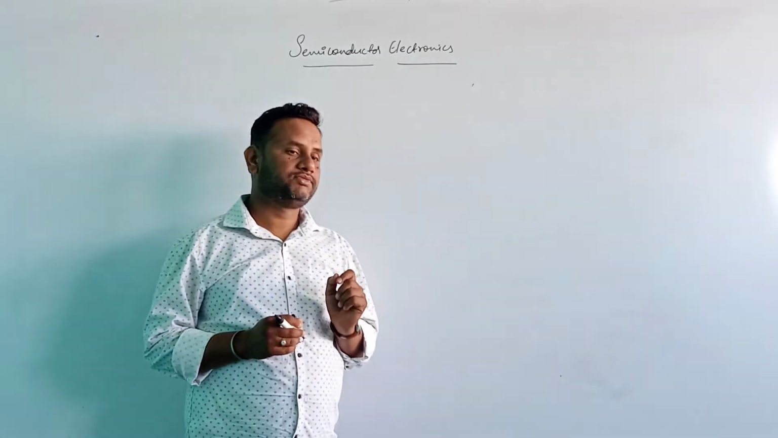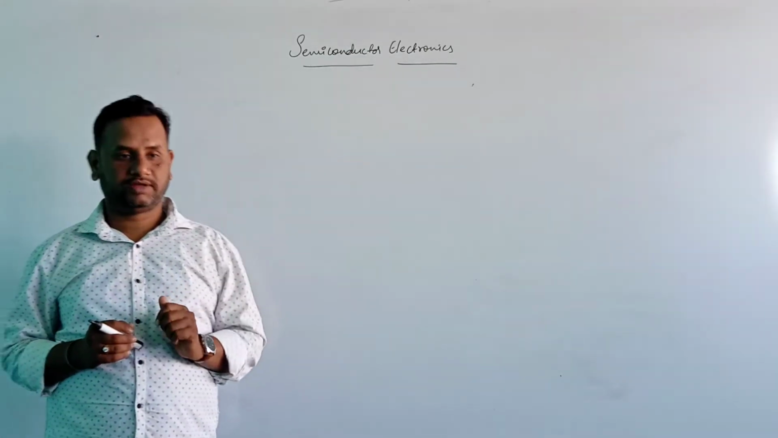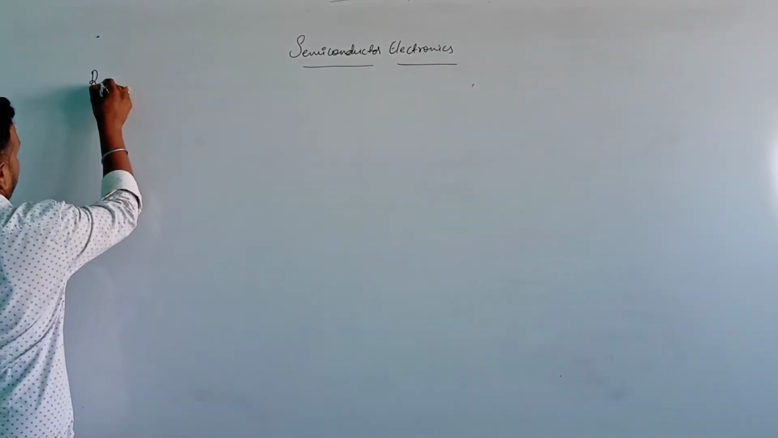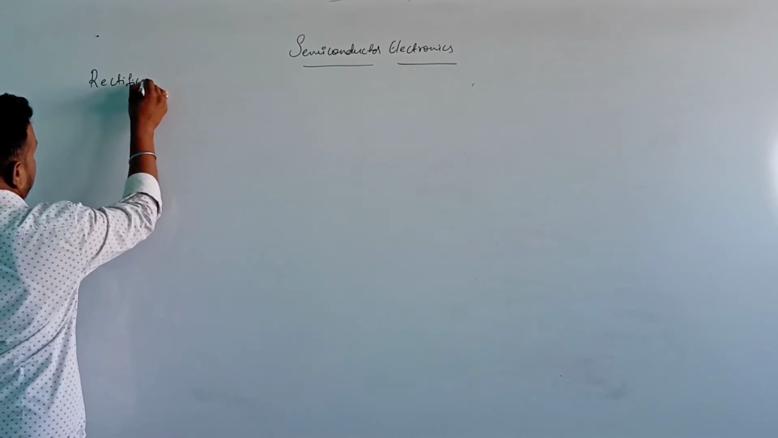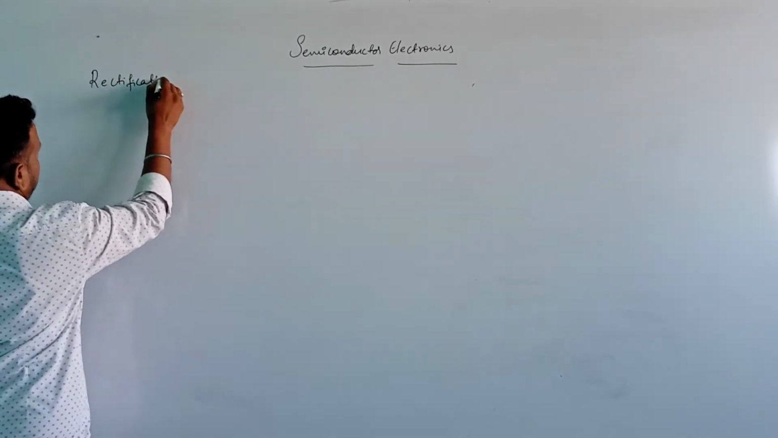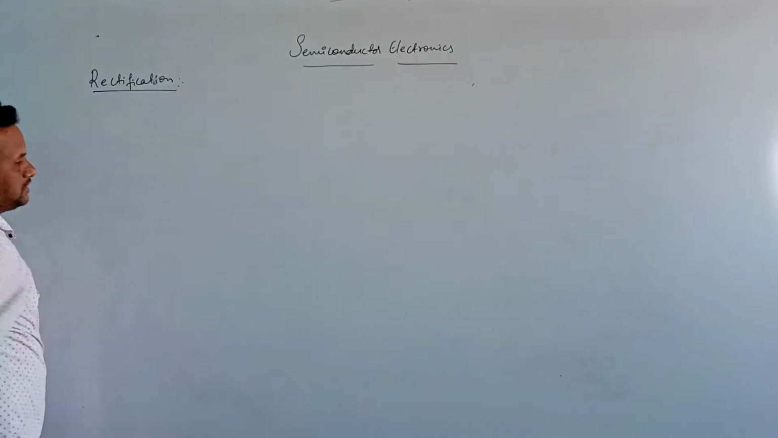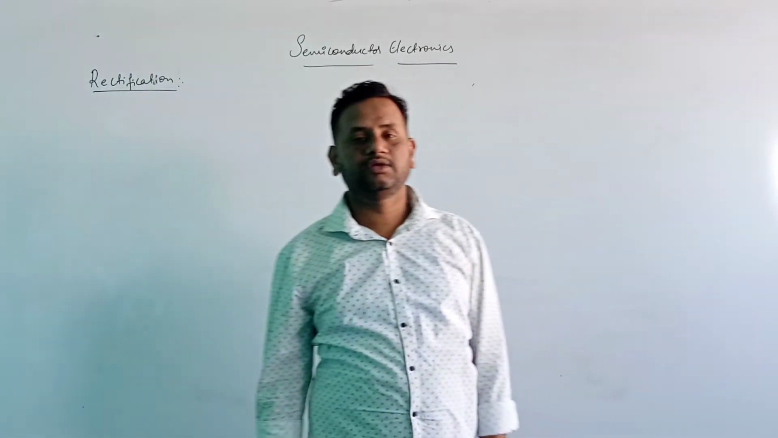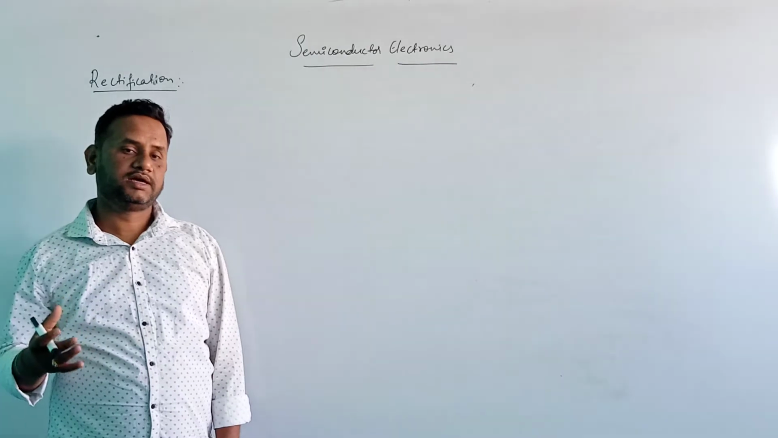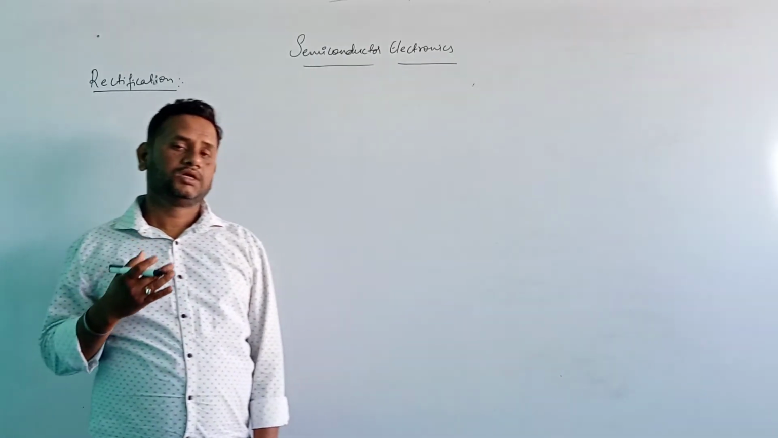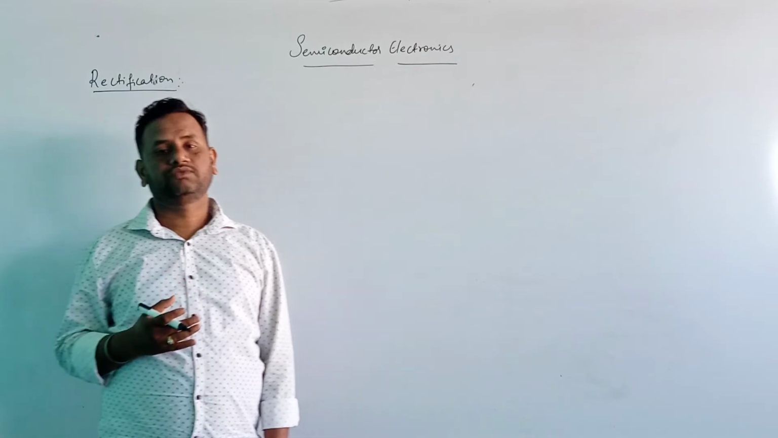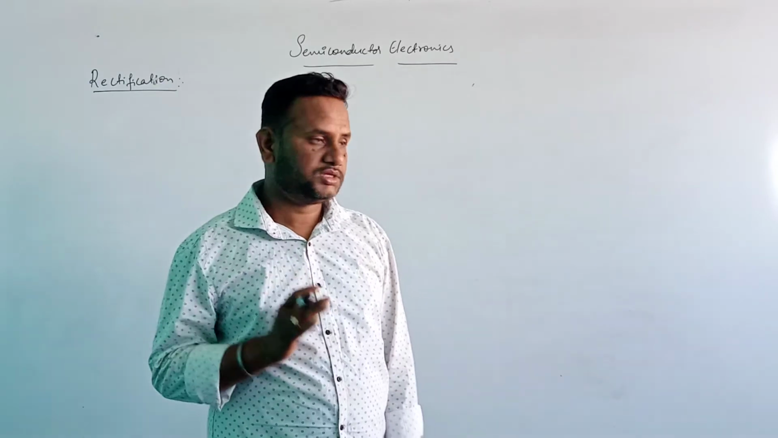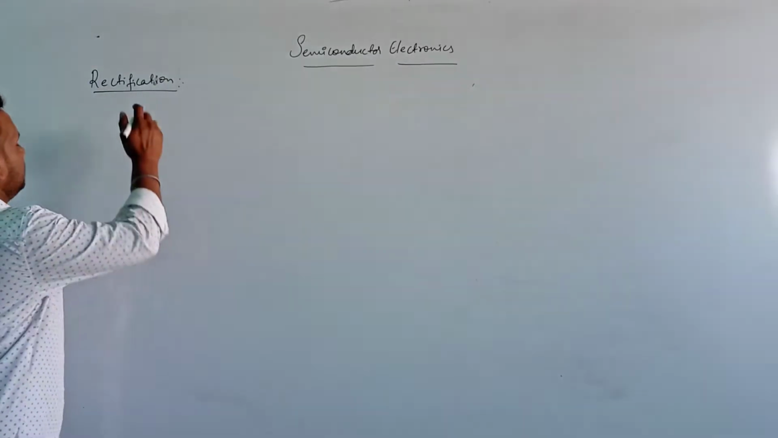Now, what is this rectification? Rectification is a process which converts the alternating voltage into direct voltage, or you can say it is a process which converts alternating current into a pulsating DC. This is called rectification.